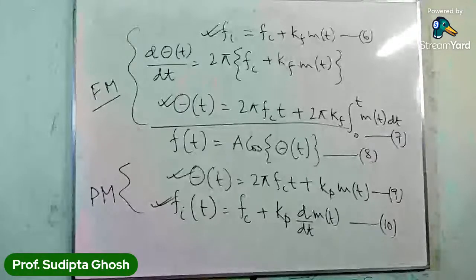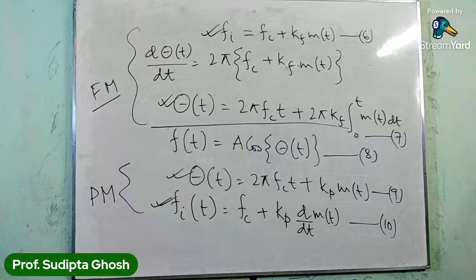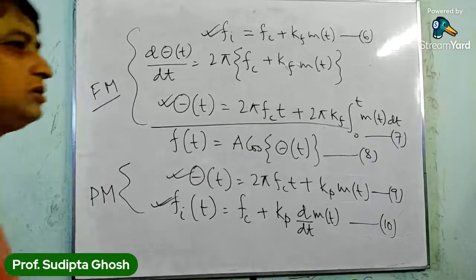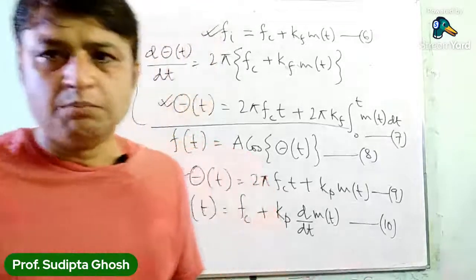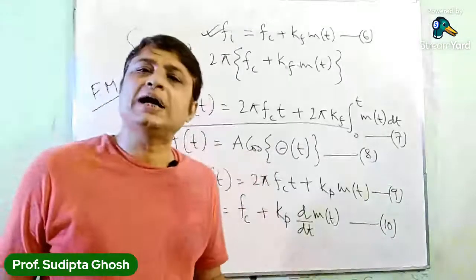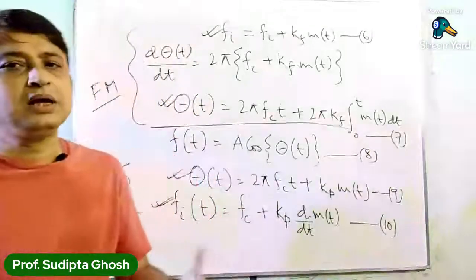So, in other words, in order to differentiate FM and PM, if we want to recover the modulated information correctly, we have to know in advance which type of modulation is being used. Okay. Now, in a nutshell, we can say that both FM and PM are quite dissimilar to an AM wave.